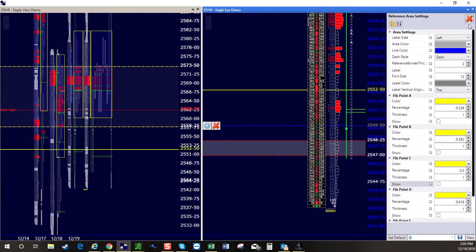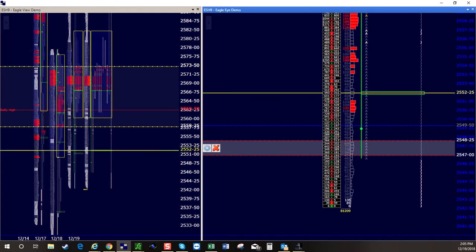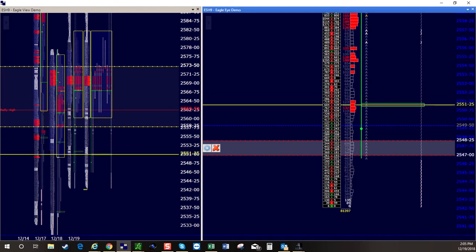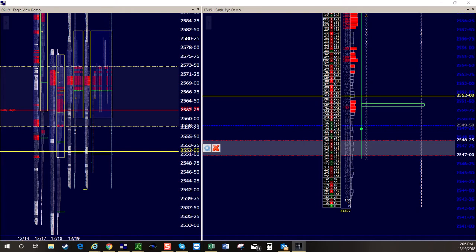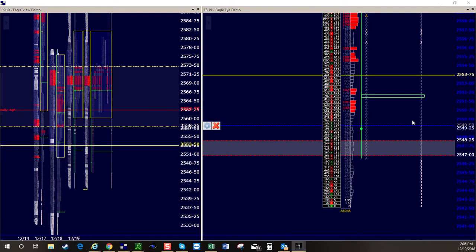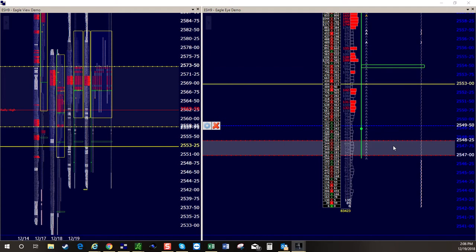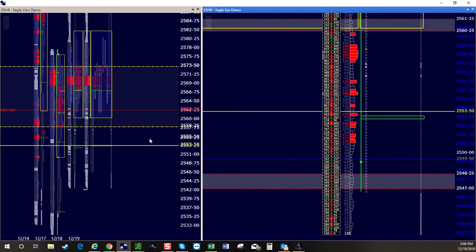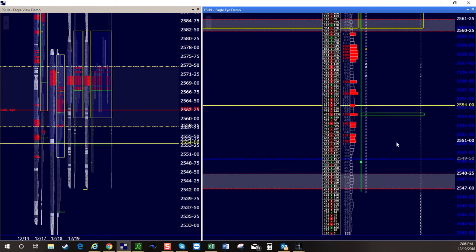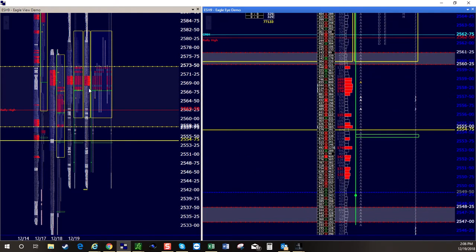Doing too much one time. I got 4 contracts on. I got my stop a tick above break even. So I'm in at 49 quarter, so my stop is at 49 half. I want to see whether or not we can get back in the developing value area.